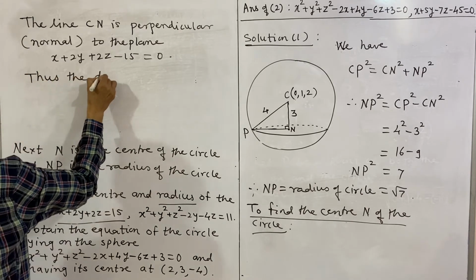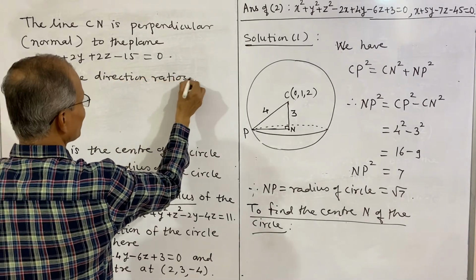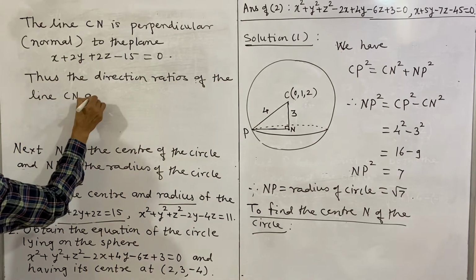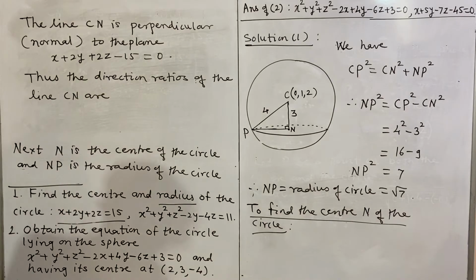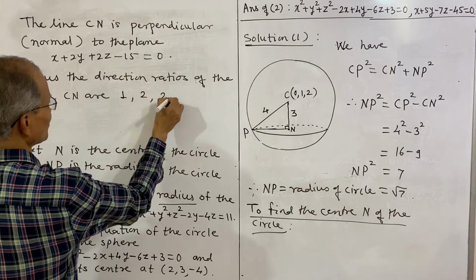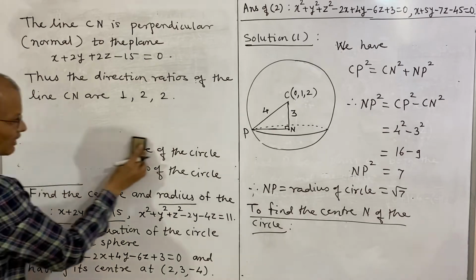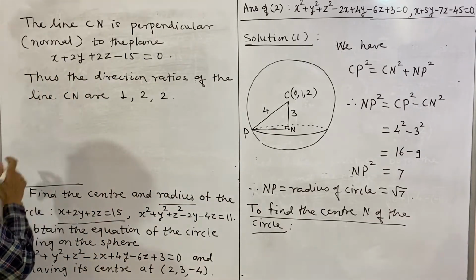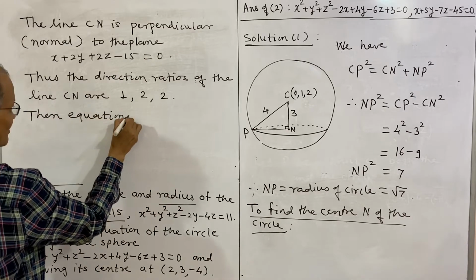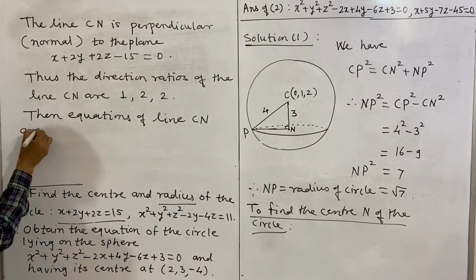of the line Cn are the coefficients of x, y, z in the equation of the plane, and that are 1, 2, 2, and with this we can write the equations of line Cn. Therefore equations of line Cn are, now how to write the equations of line Cn?